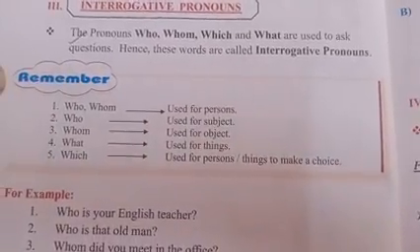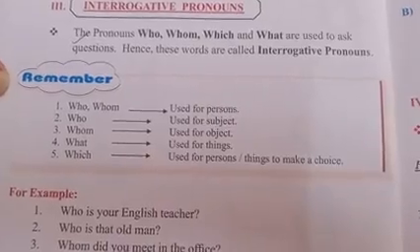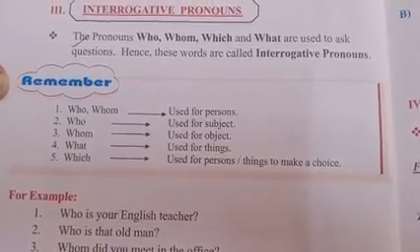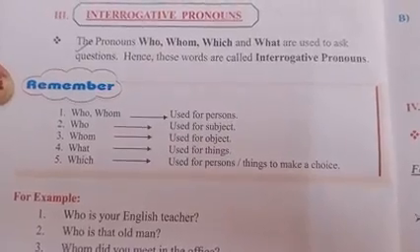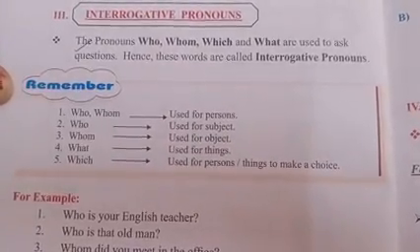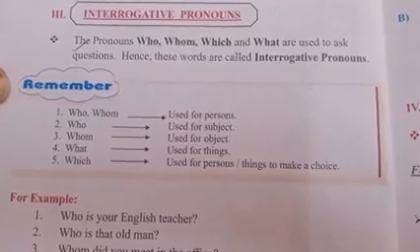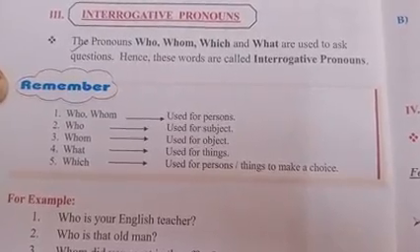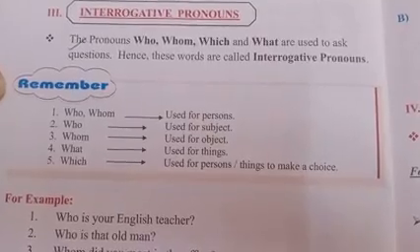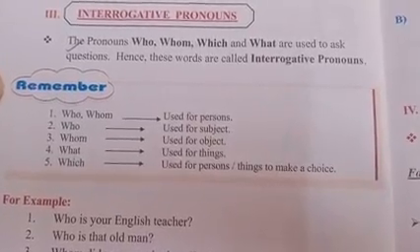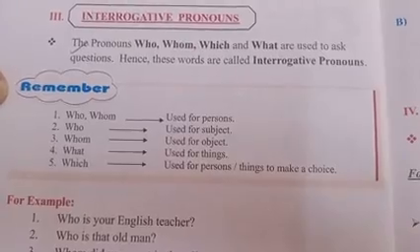Now, who and whom are used for persons. Who is used for subject. Whom is used for object. What is used for things and which is used for persons or things to make a choice. Like which is your favorite color, which is your favorite movie, which is your favorite food, like this.